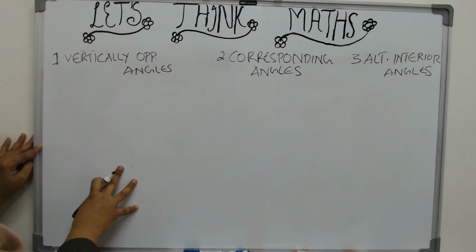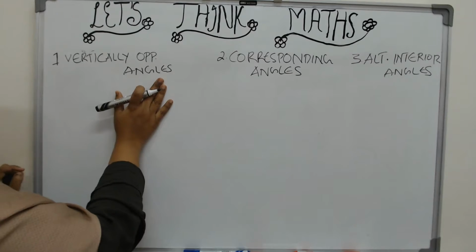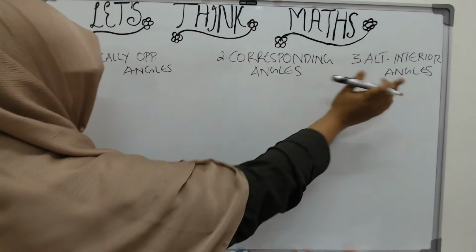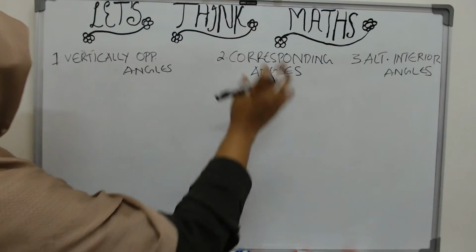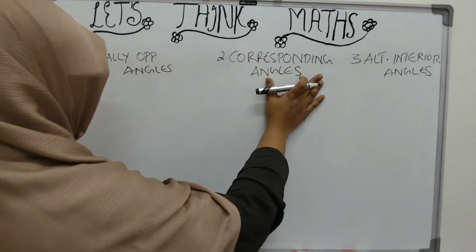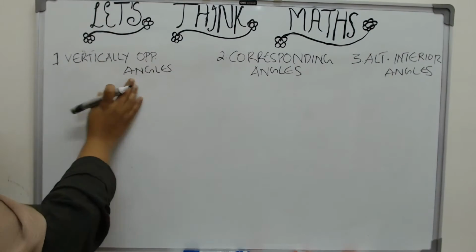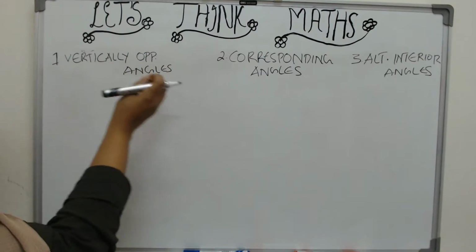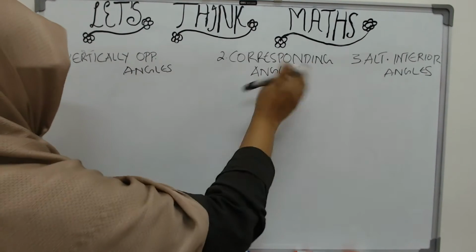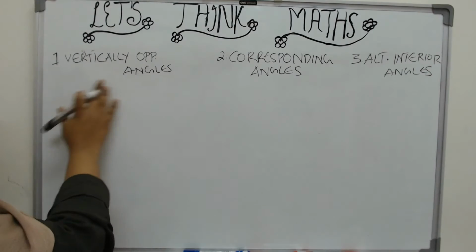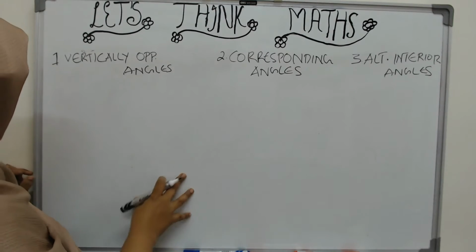Now, first we will prove that all these pairs are equal: the vertically opposite angles, the corresponding angles, and the alternate interior angles. And please note that the special case for parallel lines is only for corresponding angles and alternate interior angles. I am just writing it here because we are going to use this information to prove the other two. The vertically opposite result is true for all sorts of lines. It does not have to be just for parallel lines.